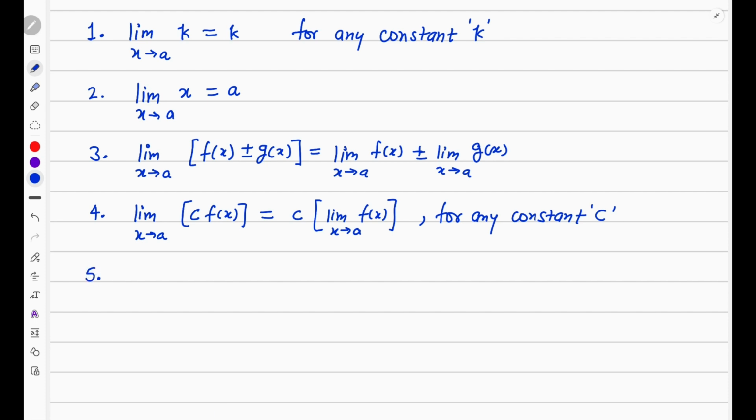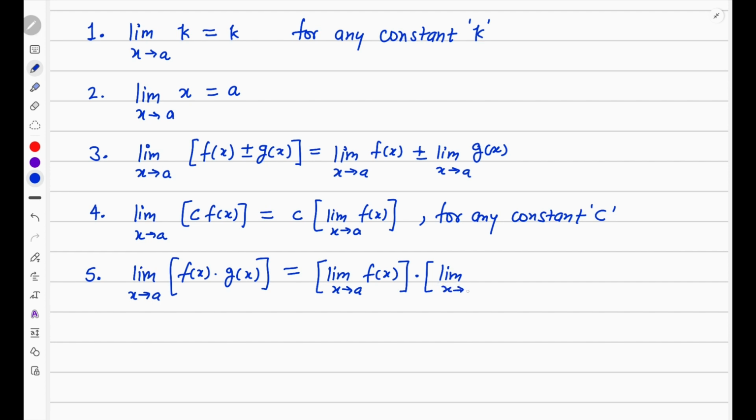Another property, if we have two functions in multiplication, like we are taking the limit as x approaches a of f(x) into g(x), these two functions are in multiplication, so we can take the limit separately for these two functions and multiply them. The limit of f(x) we can multiply with the limit of g(x).